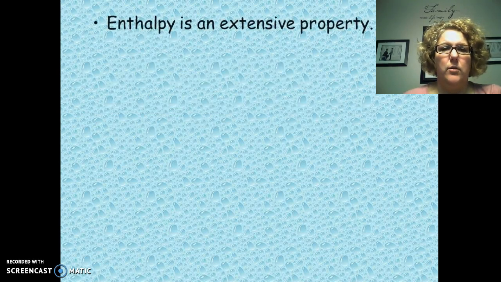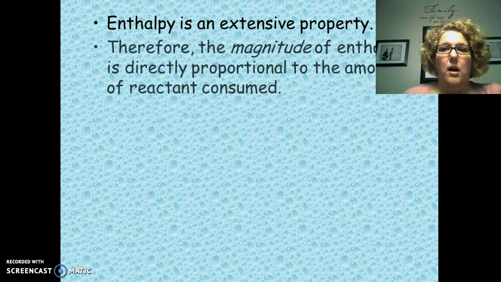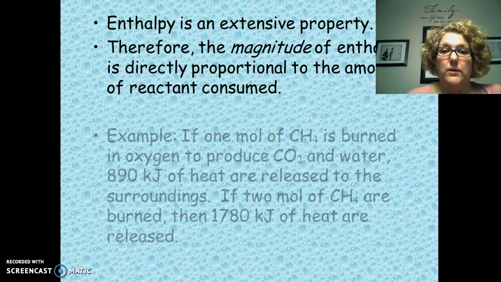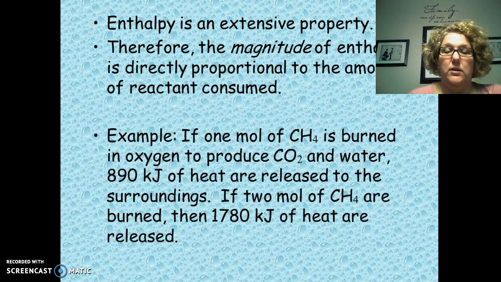All right, so enthalpy is extensive, which makes sense. The more butane you burn, the more energy is going to be released, the more enthalpy there's going to be. So therefore, the magnitude of the enthalpy is directly proportional to the amount of reactant consumed. We said if you had a balanced equation, enthalpy is related to the coefficients, the amount of moles. So for example, if 1 mole of methane is burned in oxygen to produce CO2 and water, 809 kilojoules of heat are released.